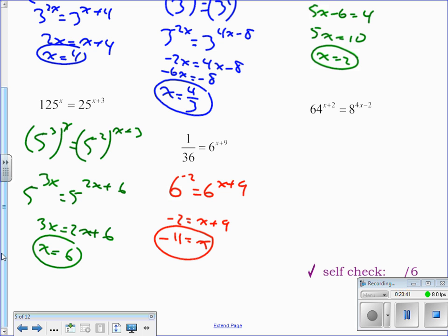64. Can I write 64 as 8 to some power? It's 8, what? 8 squared. Please. Oh, I know it's late in the afternoon, but come on.